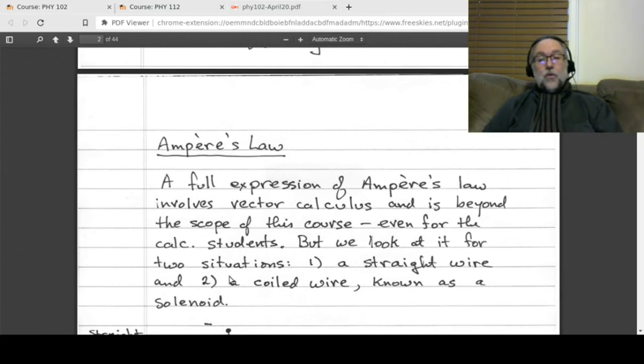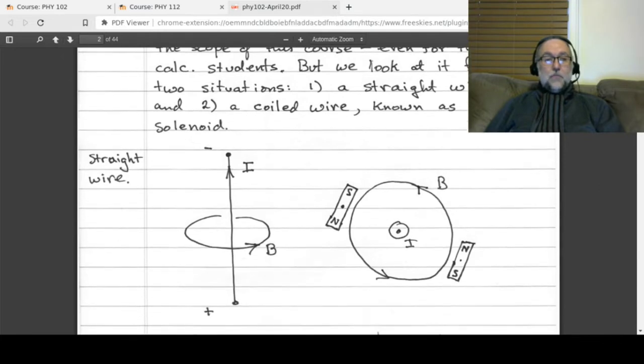I can't give you a full expression of Ampere's law. It not only requires calculus, but it requires vector calculus, which is beyond the scope of even physics 102. But I can give you a very good idea of what's involved in Ampere's law. I can give you some intuition, and also I'll give you the formulas for Ampere's law applied to two situations. One is a straight wire and the other one is a coiled wire, which is known as a solenoid, okay? And solenoids actually turn out to be very important for magnetism. All right, so let's start off with a straight wire.